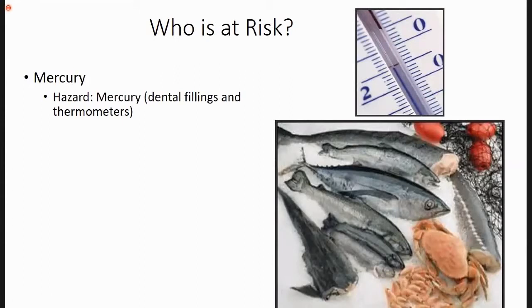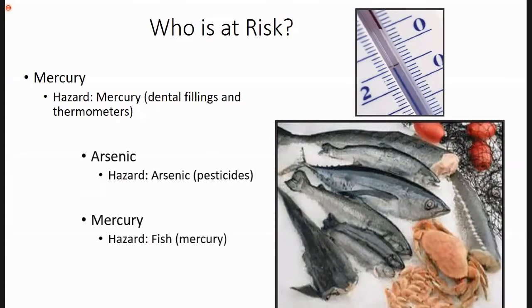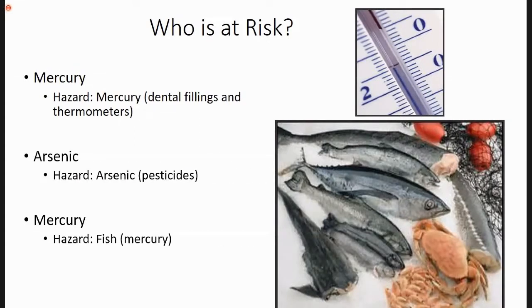Now, who is at risk? Mercury hazard, which is used in dental fillings and thermometers, you all know that. So it causes mercury poisoning. Arsenic, again, pesticides, or in some areas in well water, it is found. So arsenic poisoning is a common one. Then comes the mercury. How fish gets mercury? It comes into the food chain, because heavy industrial waste is discarded into the river and sea, then the fish came into contact with this heavy waste, which includes mercury.